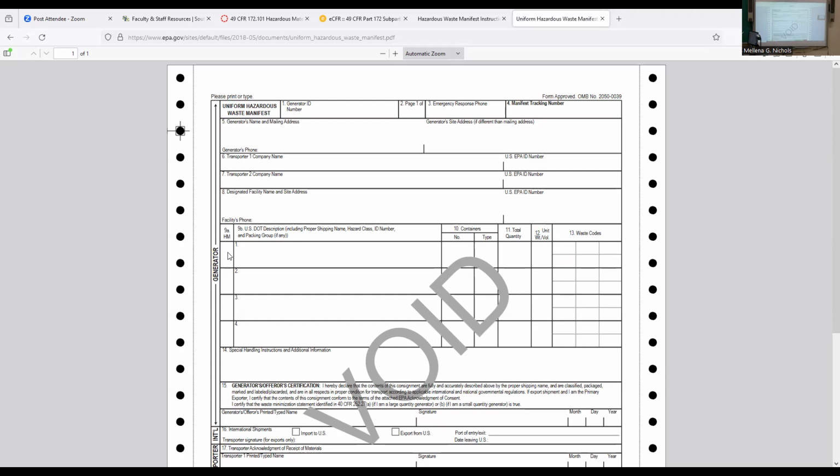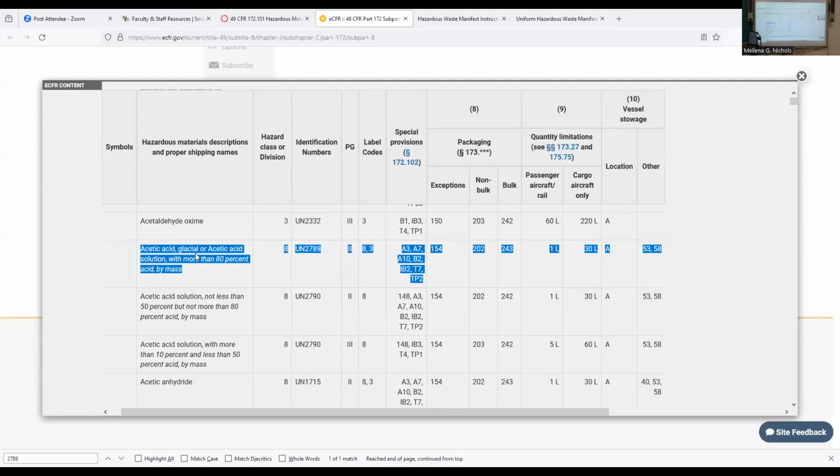The next box, 9B, is going to be the DOT description, the proper shipping name, that you are going to get from the hazardous materials table. So acetic acid, we know, has a name that is different than acetic acid. When we look it up on the table, it's acetic acid, glacial, or acetic acid solution with more than 80% acid by mass, right? And if you guys remember when we looked up last week, the benzyl alcohol. Benzyl alcohol is not its actual proper shipping name. It goes by something like aviation fluid fuel, not otherwise specified, something like that. So you always need to check the table, make sure you have the correct proper shipping name.